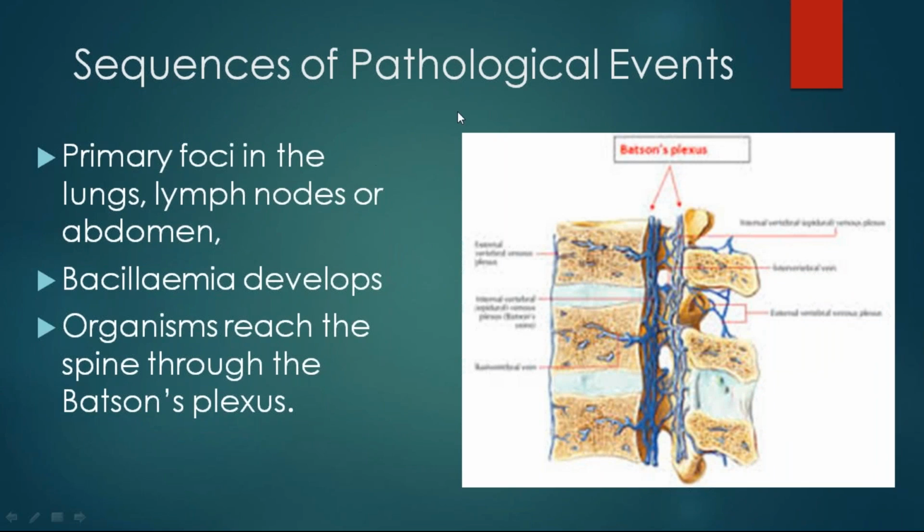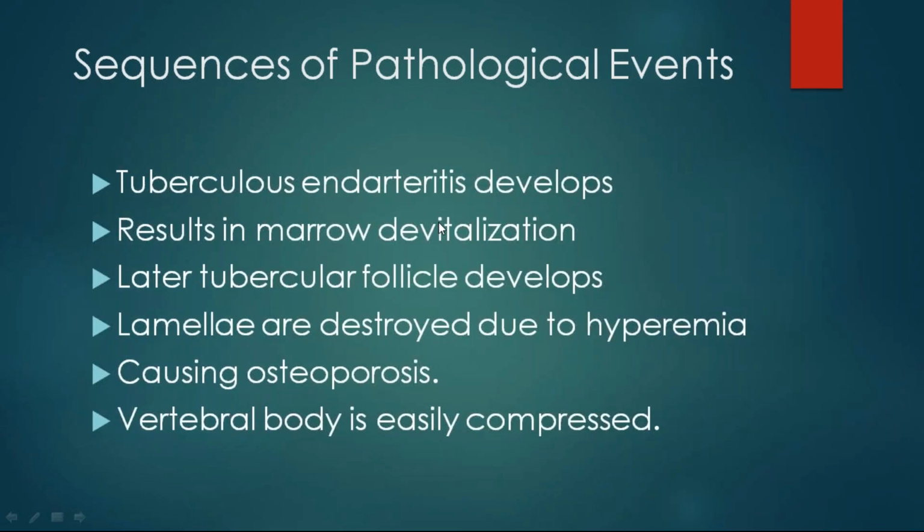Coming to the sequence of pathology, usually the primary focus is seen in the lungs, lymph nodes, or abdomen, anywhere. That is pulmonary, lymph node, and gastrointestinal TB. From here, there will be bacillemia, with replication of the bacteria, and the bacteria reach the spine through Batson's venous plexus. As you can see in the picture, Batson's venous plexus is an intricate venous plexus which supplies the complete spine.